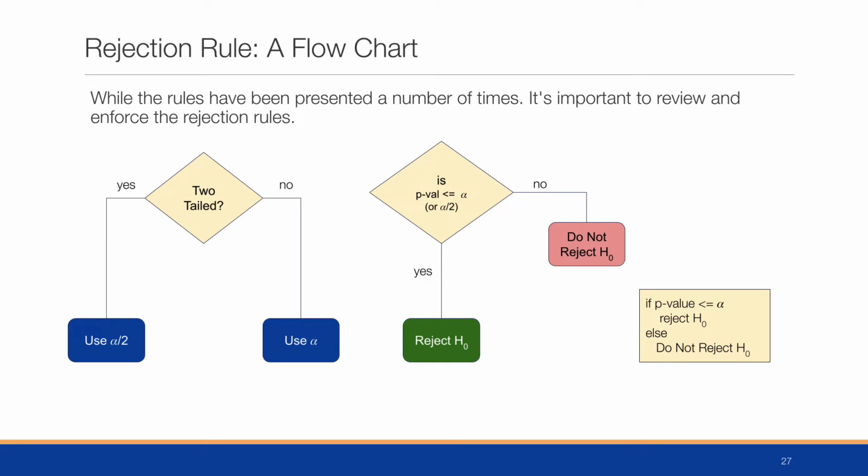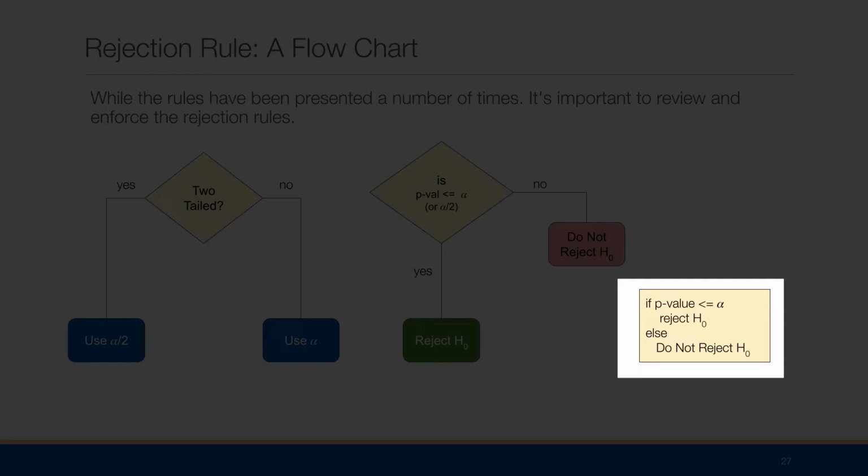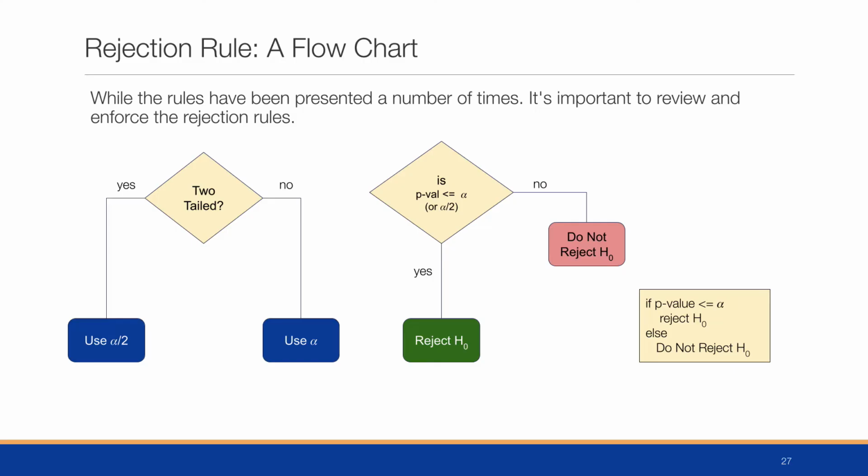The bottom right here kind of does it in a little bit of code for someone who's more computer program oriented. If the p-value is less than alpha or alpha over 2, reject H0. Else, do not reject H0.